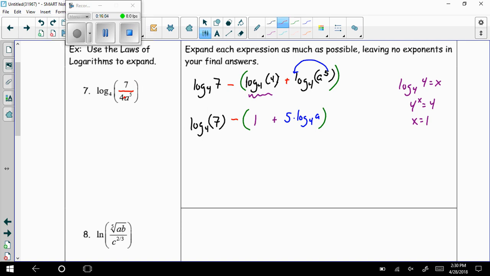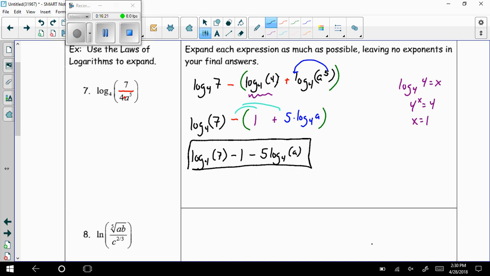I do want to tidy this up a little bit, so at this point I would probably want to distribute that negative through. And this allows me to rewrite it as log base 4 of 7 minus 1 minus 5 log base 4 of a. And that's how I'd want you to leave it. So just make sure that you know that negative is distributing through.